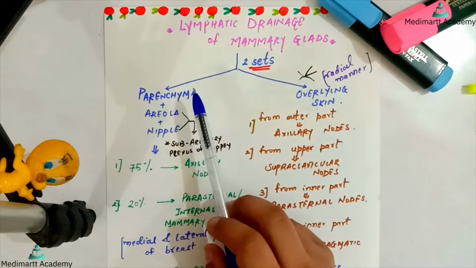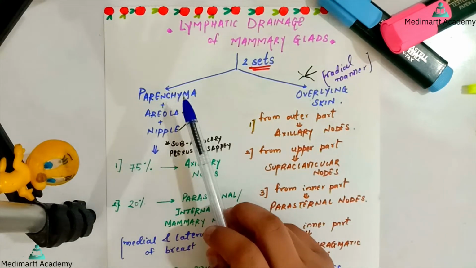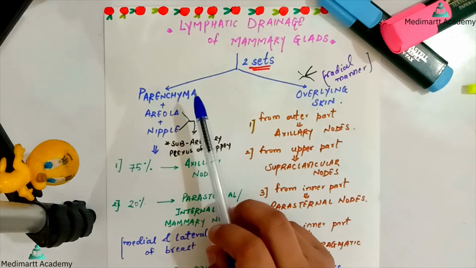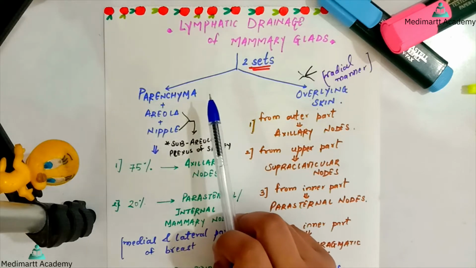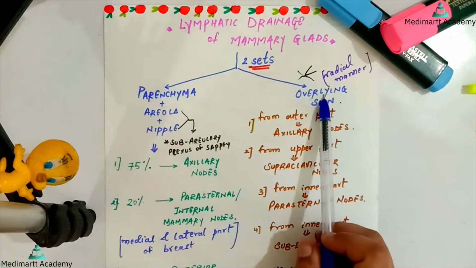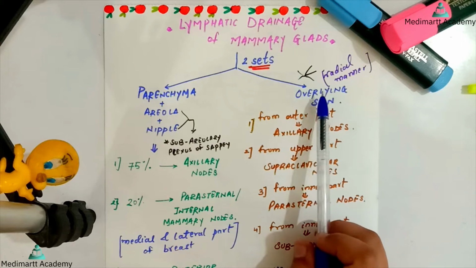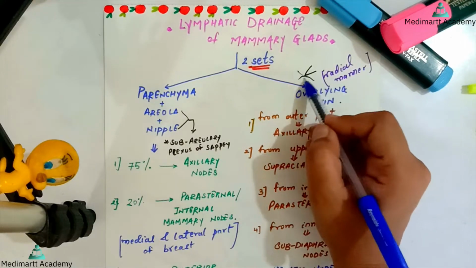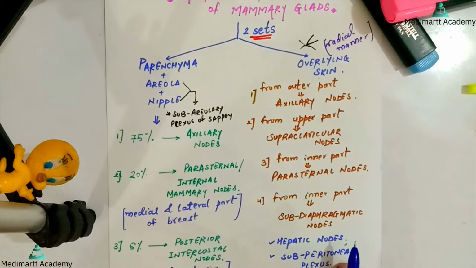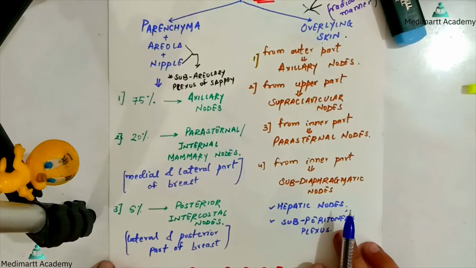Now, what is meant by parenchyma? You can just understand it like this: these are basically secretory substances, like the lactiferous ducts or sinuses. And the overlying skin, here the lymph drains in a radial manner, like this, radially. Okay. Now, first of all, let's see about the parenchyma and the areola and the nipple.